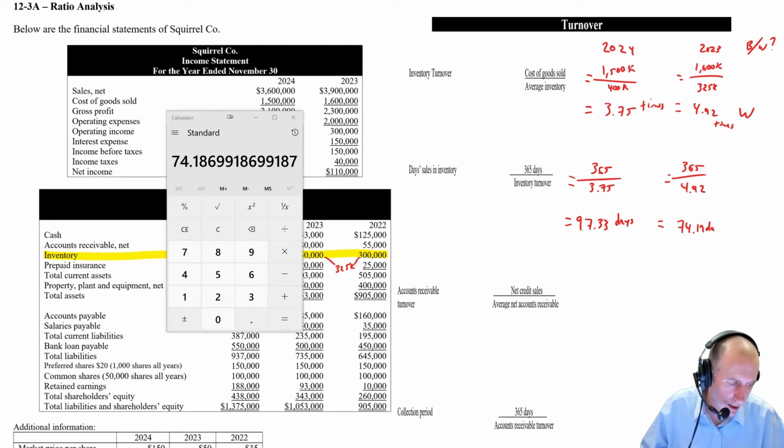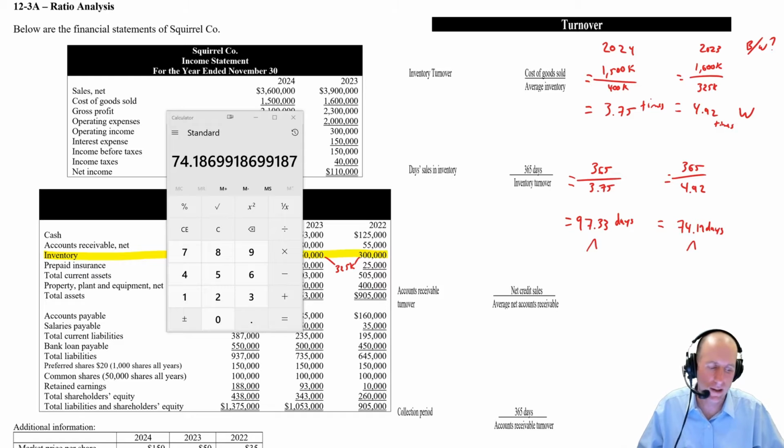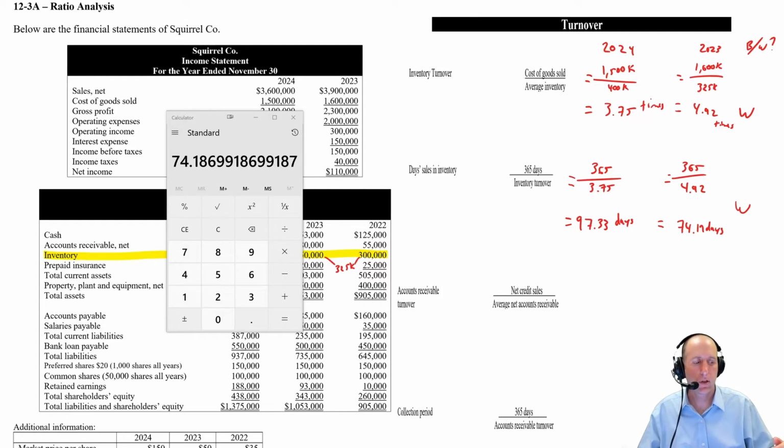74.19 days. So what does this mean? It's saying, how many days on average is inventory sitting on the shelf? This year, 97 days. Last year, 74 days. You want your inventory sitting for less time. So this is worse, no question. Our inventory turnover is worse this year compared to last.